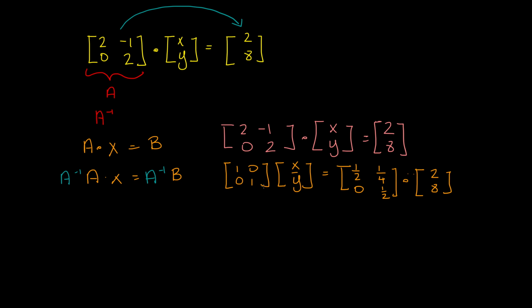So now we're going to look at the left side and the right side. When I multiply this [1, 0; 0, 1] matrix by [x; y], we have our I times x equals the inverse times B. And what we'll get here is [x; y] after all that multiplication is done. And when we multiply this side, we get [3; 4].